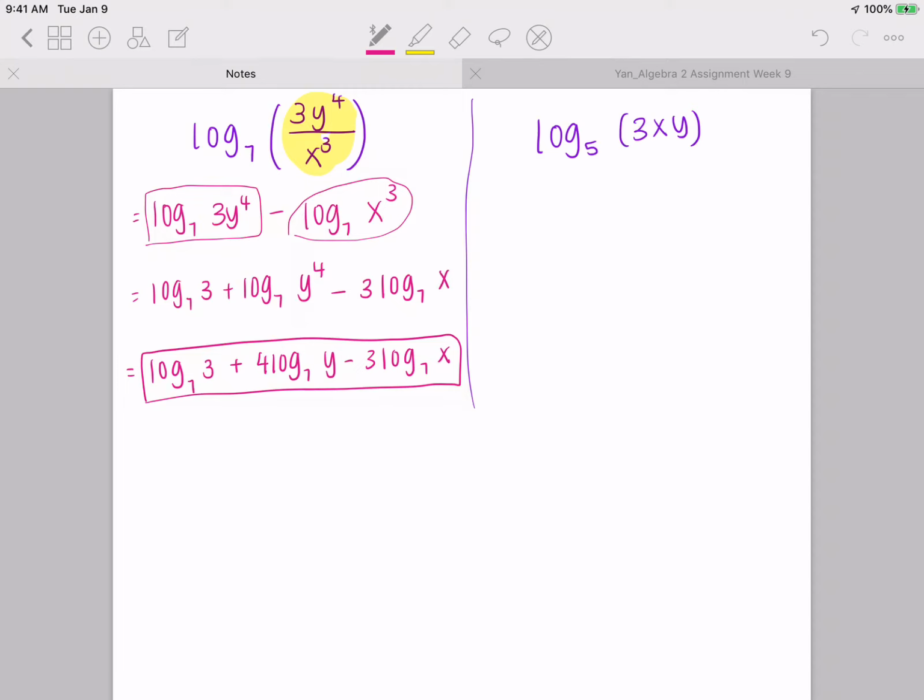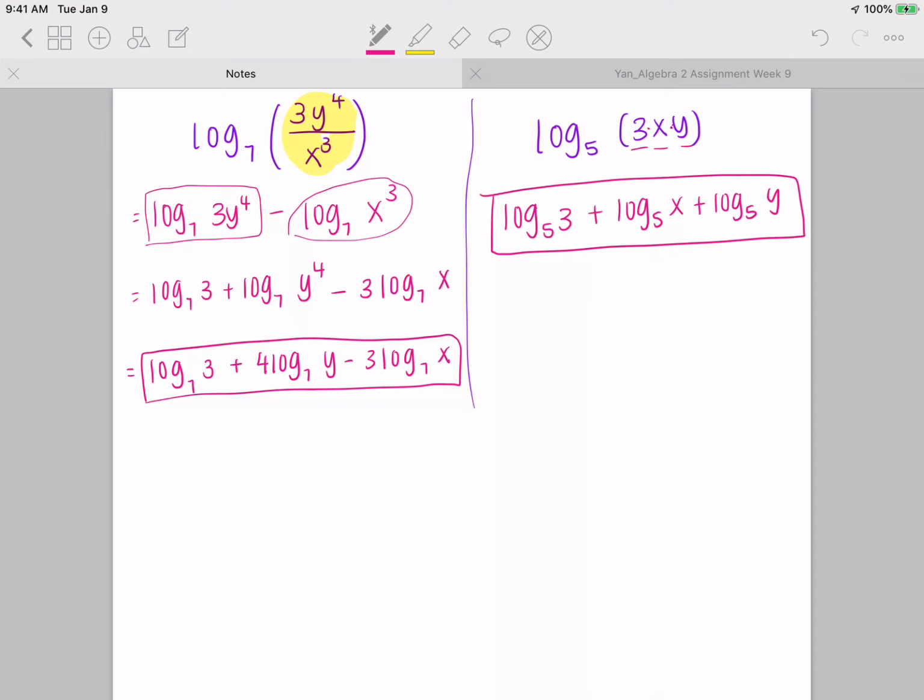Okay, last one, log base 5 of 3xy. I'm going to break it down. How many blocks do you think I can break it down to? I have 3 times x times y. So there's actually 1, 2, 3. Log base 5 of 3 plus log base 5 of x plus log base 5 of y. And that's your answer.